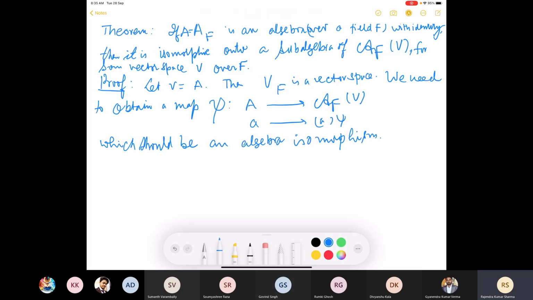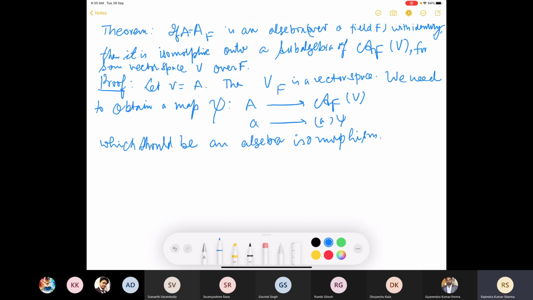Now, A psi has to be an element of A(V). A(V) consists of linear transformations. They are mappings from V to V. So for every A, A psi should be defined.